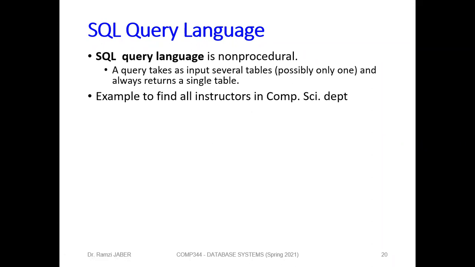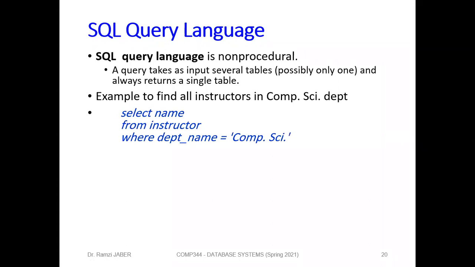Example: how to find all instructors in the computer science department, using the same table as before. We write this statement. Select which field? Select name, because we want to search by name. The first command is select, space, the name of the attribute, field or column, from which table? From the instructor table. So: select column from table.